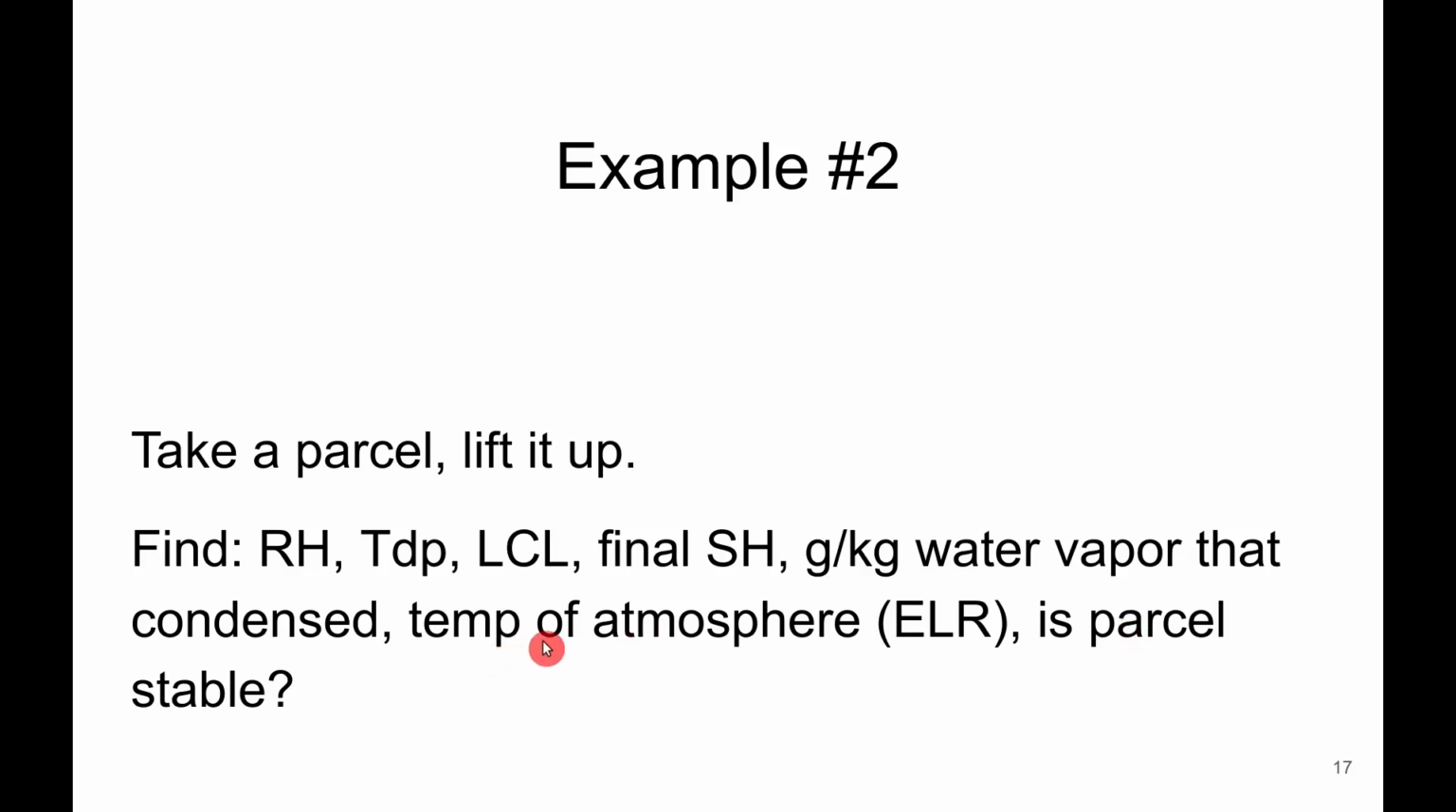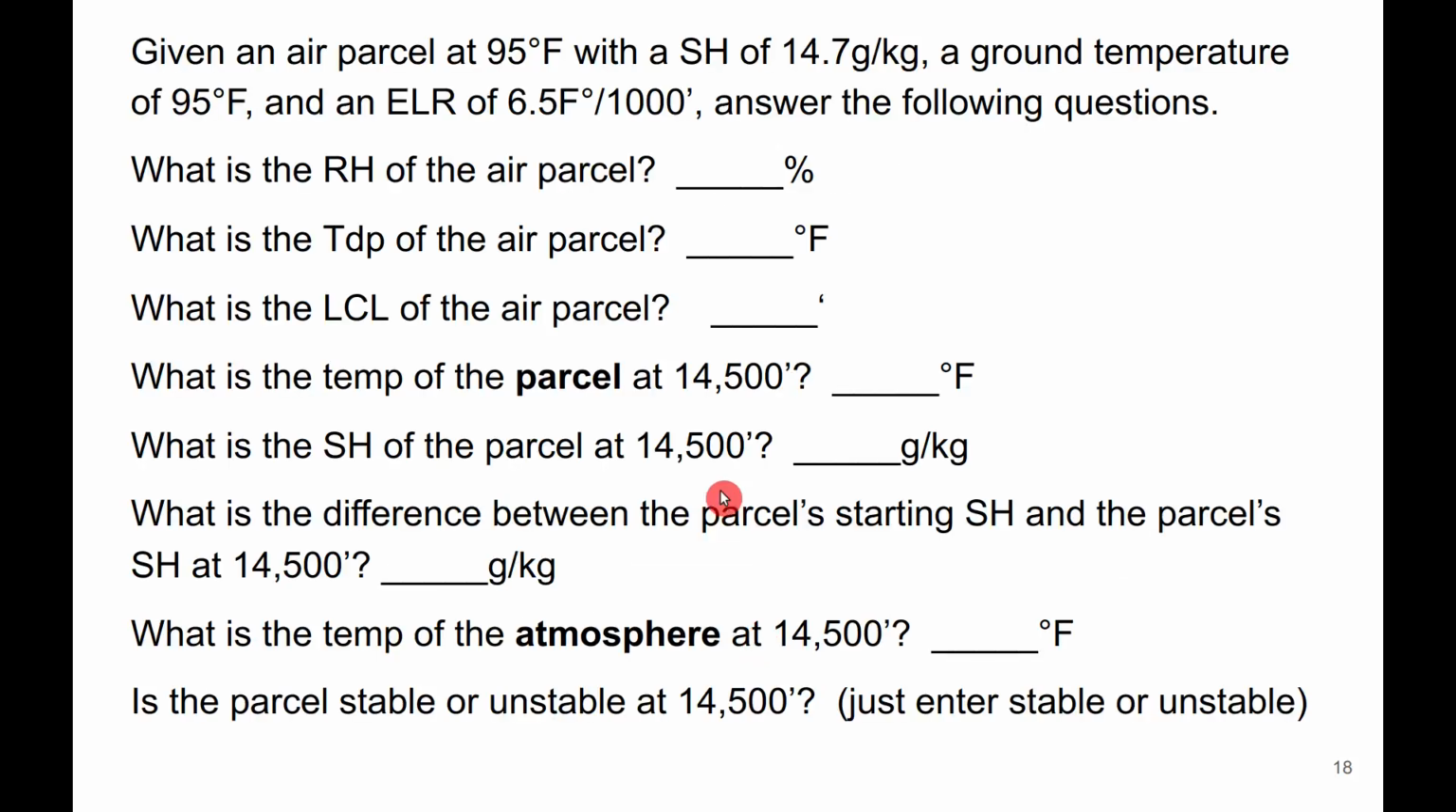or not. So now we're going to add finding the temperature of the atmosphere by cooling the atmosphere at the environmental lapse rate. And then we're going to compare the temperature of the parcel to the temperature of the atmosphere to see if the parcel is stable or unstable. So let's get started. Given an air parcel, 95 degrees with a specific humidity of 14.7 grams per kilogram and an environmental lapse rate of 6.5 degrees per 1,000 feet of lifting.